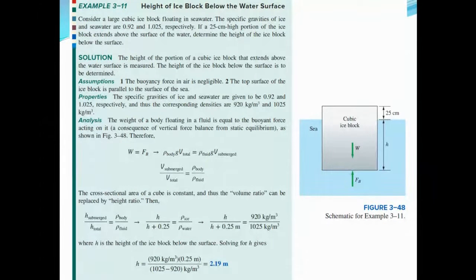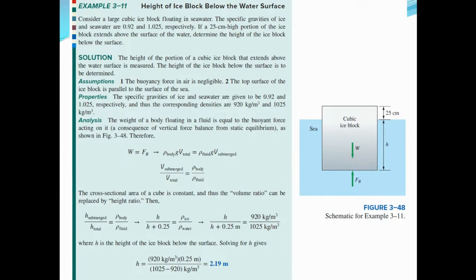Now let's take some examples here. Here you have the height of an ice block below the water surface. You have an ice block in the figure, which is submerged inside water to a depth of h, and 25 centimeters is above the water surface. So you have the weight acting and the upthrust.